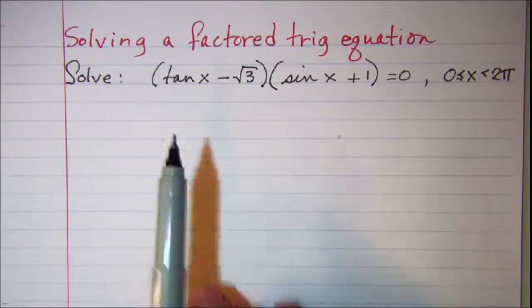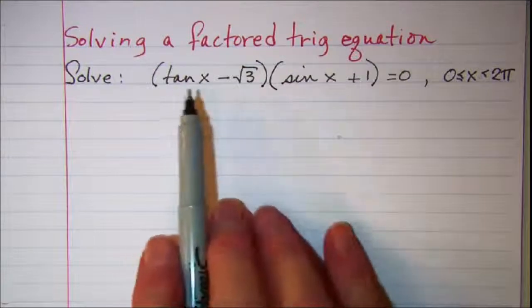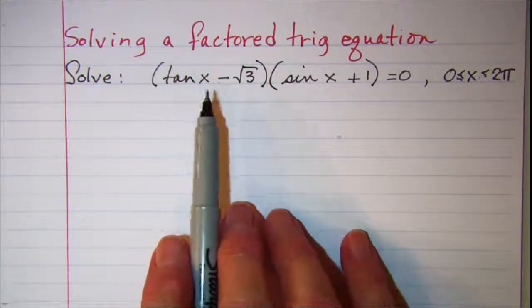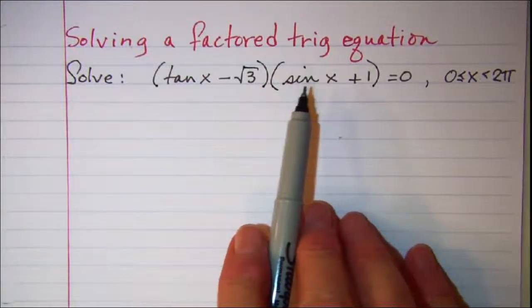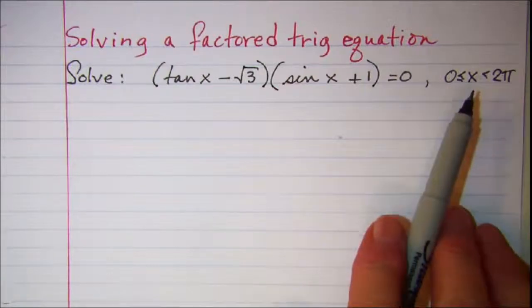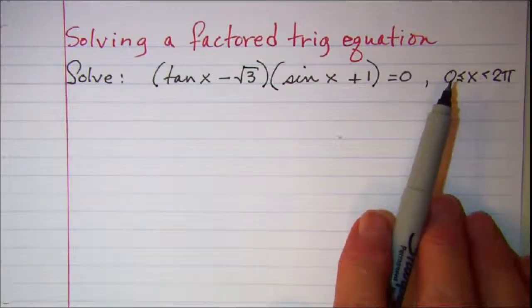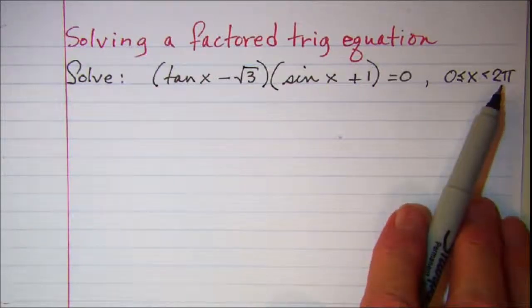In this video, we will be solving a factored trig equation. The equation that we'll be working with is the quantity tangent x minus root 3 multiplied by the quantity sine x plus 1 is equal to 0. Our domain is limited to the interval from 0 to 2 pi, including the 0 but not 2 pi.